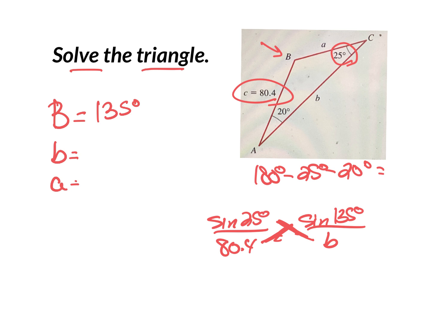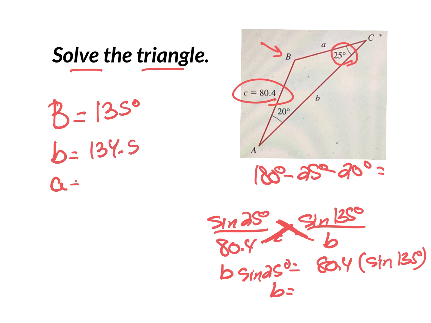If I showed you the work, it would look like b times sine 25 equals 80.4 times sine of 135. Then I would divide by sine 25 to find little b. Punching that in right now, I'm getting 134.5, so I'm going to put that right there. So all I'm lacking now is little a. I'm going to use the same exact thing, the c's that they gave me, to find little a.